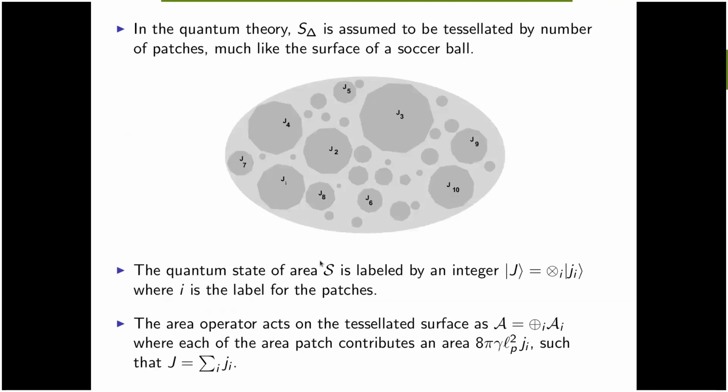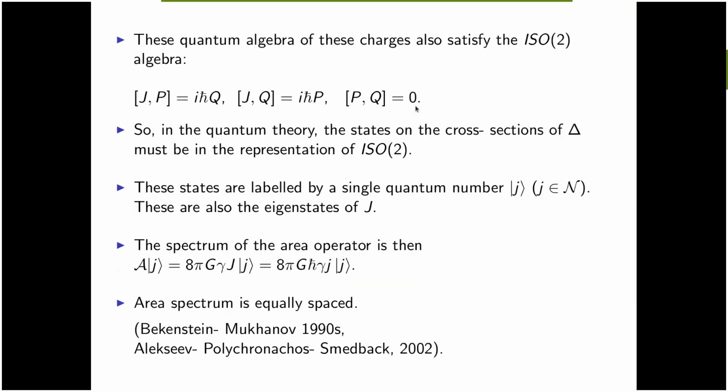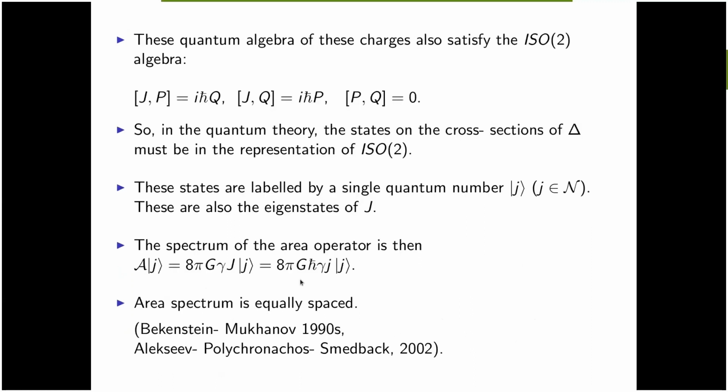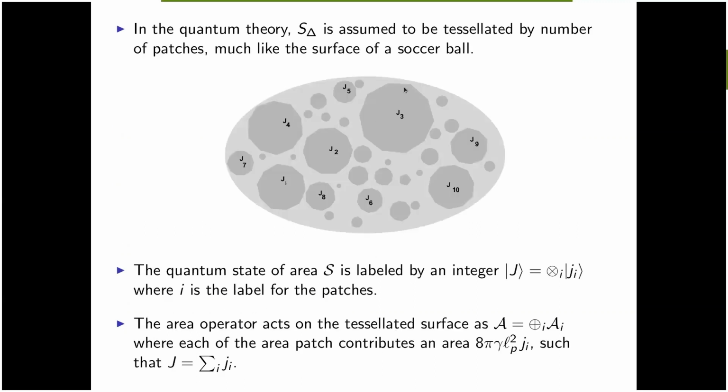So once we know that this black hole is formed out of patches like this, which are basically area of the black hole, we find that the surface of the black hole is formed out of small patches of area which have a value given by 8 pi G gamma times small j, where j are integer values. So these values give rise to such structures of the black hole.